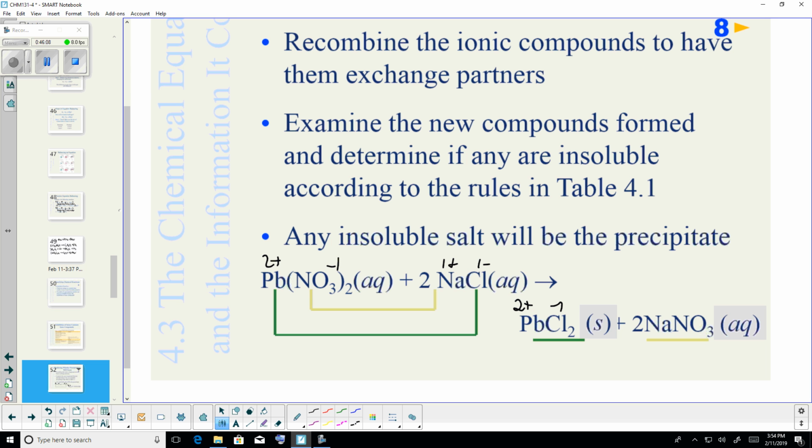Here, sodium is +1, nitrate's -1. So then we look at our rules of solubility. The sodium, column 1, we know it's going to be soluble, so that stays in solution. Here, this is soluble because it has a nitrate. All nitrates are soluble. Lead chloride, that's one of the exceptions for the halide rules. Halides are soluble except for silver salts and lead salts. So this is going to precipitate out.